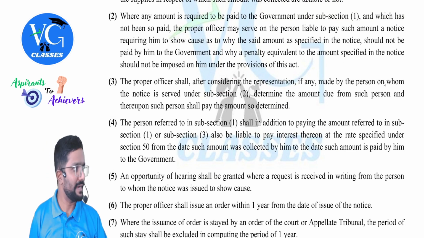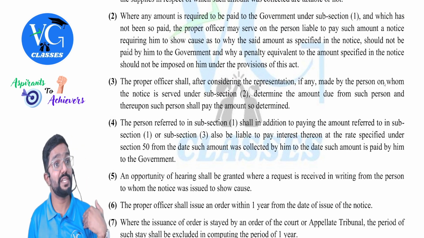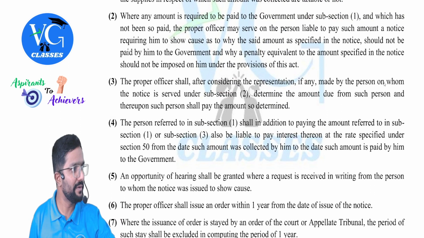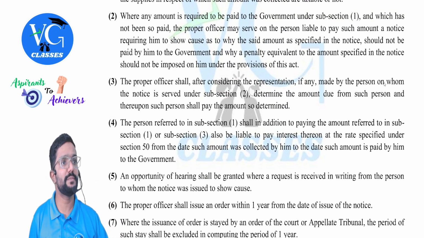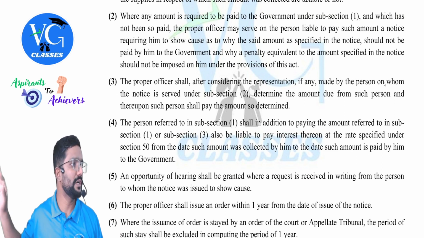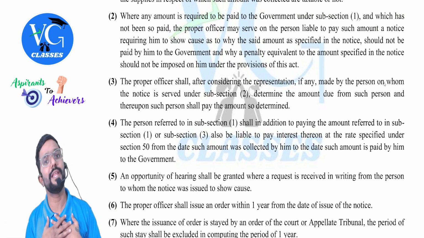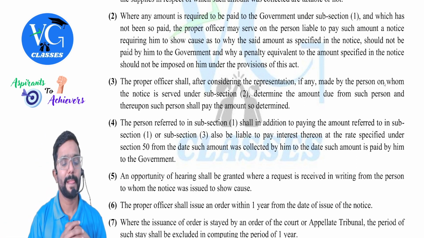Or I have to give it back. By mistake, sometimes it happens. If by mistake I would have collected it, in that case, I should give it back. If not, even if I have collected when my outward supply is exempt, I have to give it to the government. I cannot make any profit in the name of GST, guys.